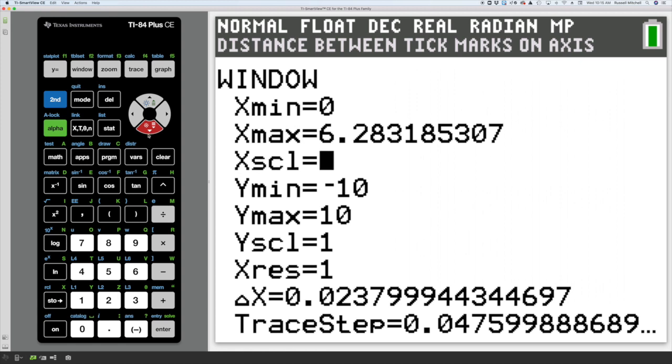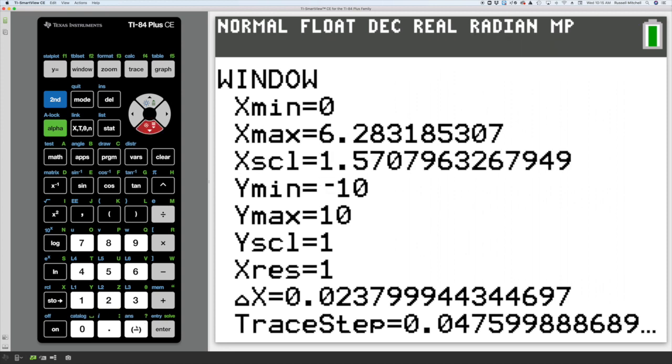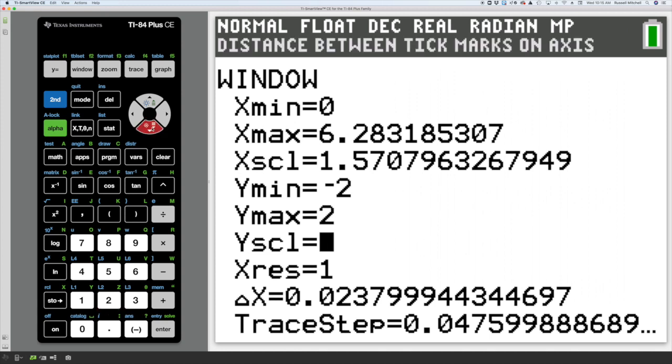And then our x scale, there's no real fixed answer to this one, okay? But I would probably do pi over 2, like I said earlier. So pi divided by 2. It won't do a fraction bar on this, okay? And then y min, I said earlier, -2, and then y max 2, and then y scale is 1. That's good. And you don't have to worry about anything else on here, okay? And then let's go ahead and press graph.